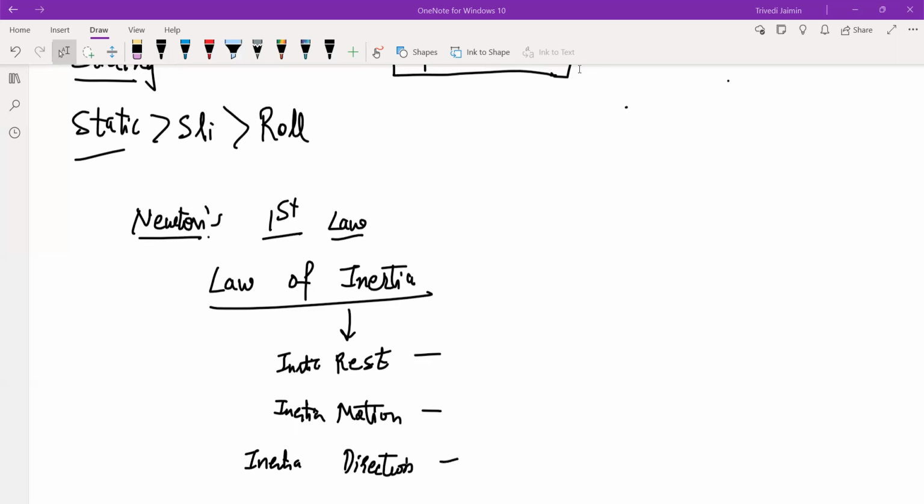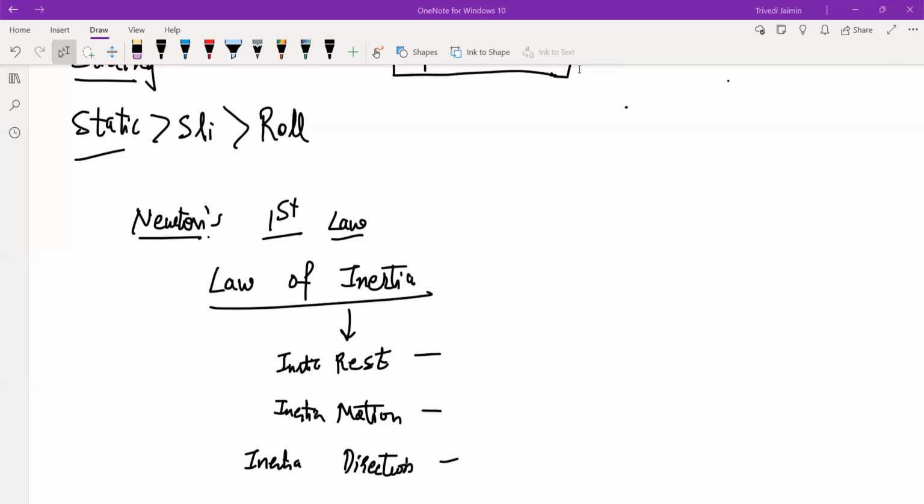Objects resist a change in their state of motion. Yeah, we can say inertia means resisting something. It has a tendency to resist. If I talk about rest, it has a tendency to oppose the change when it is at rest. Just now we were talking about the wall. The wall has higher inertia of rest than me, so it is staying there. I'm not able to push it.